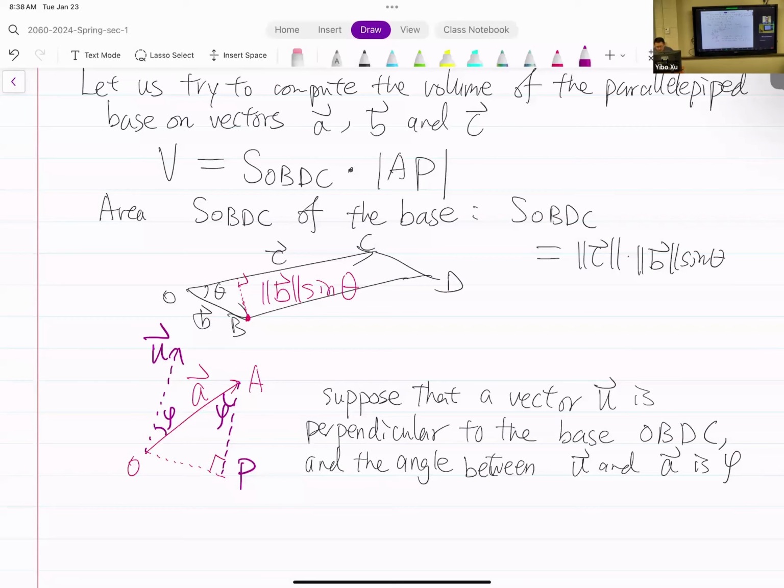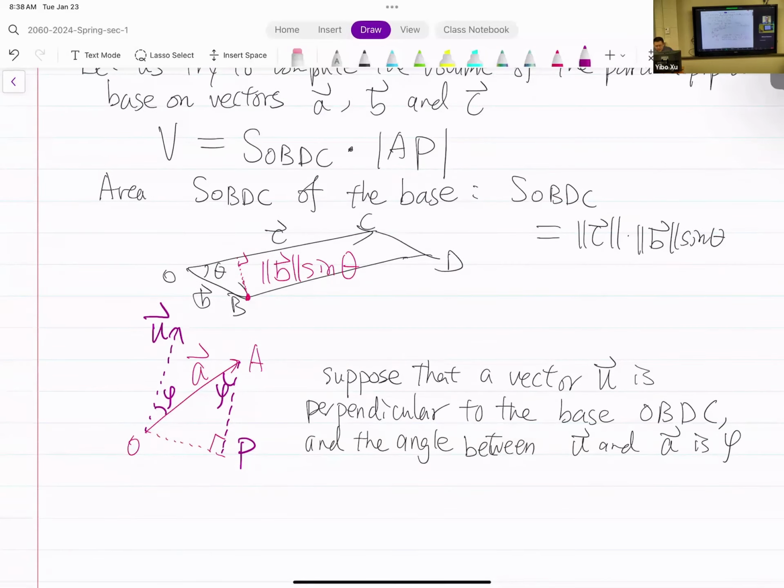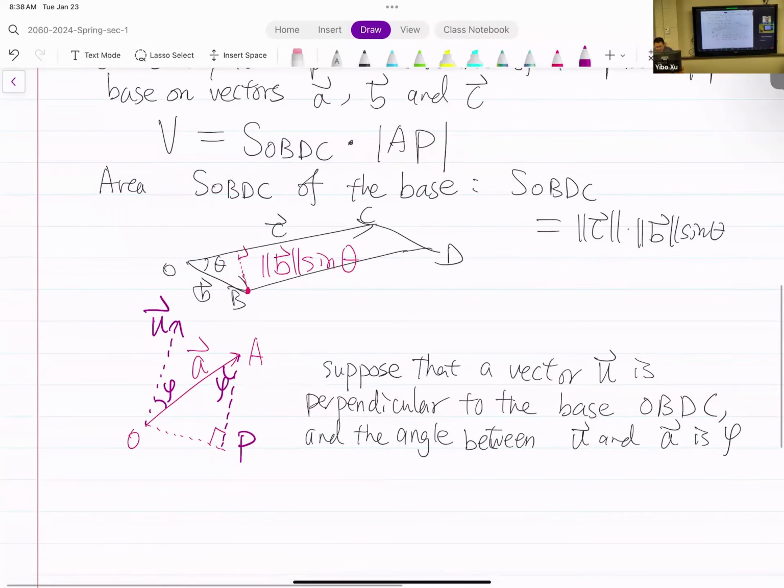And now, if you know this angle is phi, then from the magnitude of the vector A, this hypotenuse, you will be able to get distance AP, right? So the magnitude of AP is what? It's actually the magnitude of A, the hypotenuse, times cosine phi, right? So it's the adjacent edge at this angle. Does that make sense?